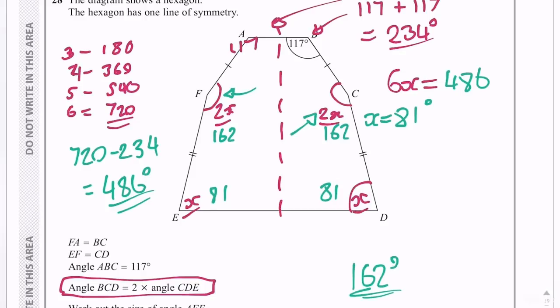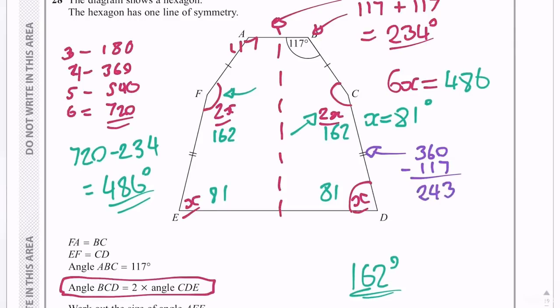There you go. That's one way of doing it. There is another way of doing it as well. We could have thought, okay, well, this side here, just the half, as it's half of the hexagon, that's got to add up to 360. We've already got that one of them's 117, so take away 117. That leaves us with, let's have a look, 360 take away 117. That leaves us with 243.